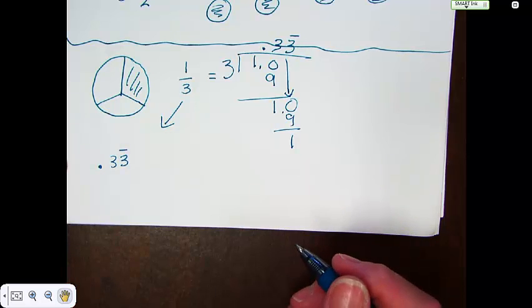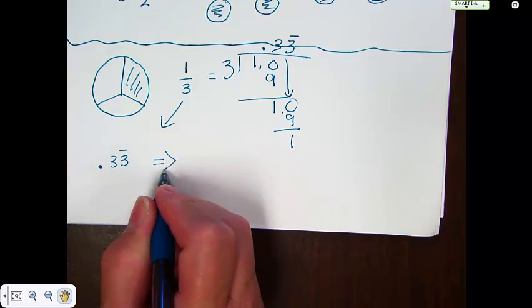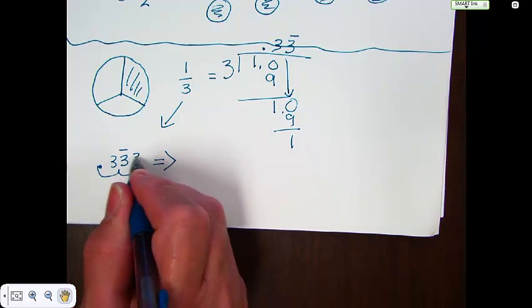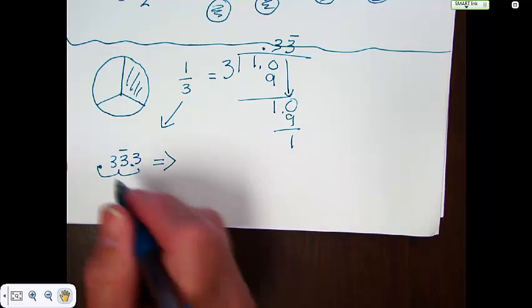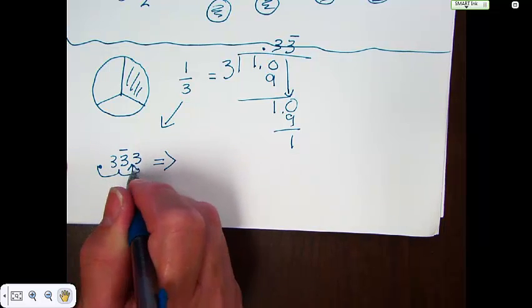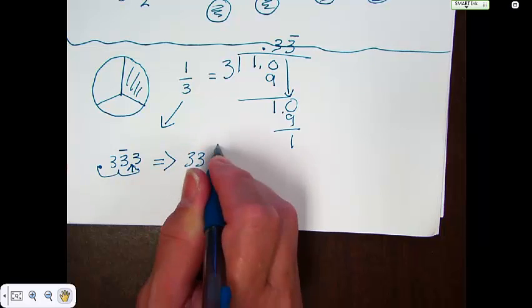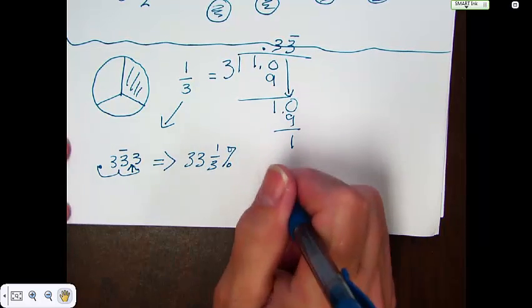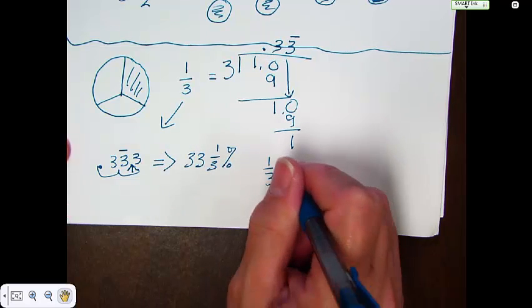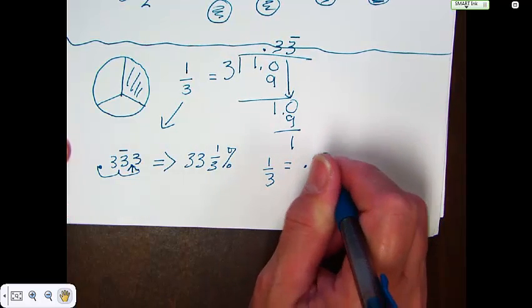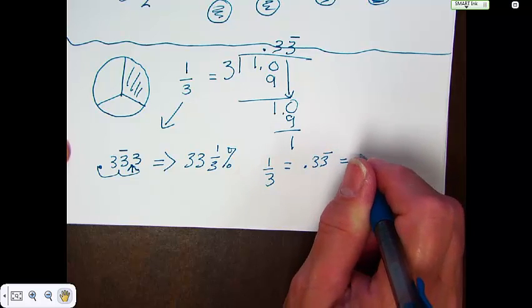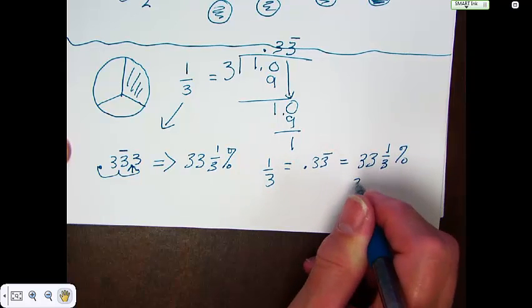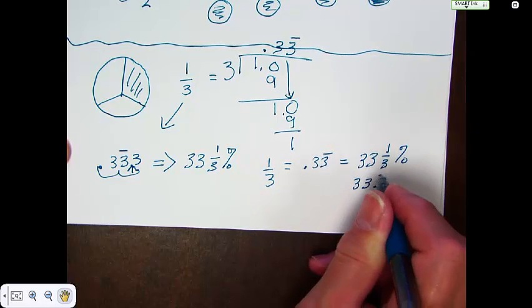It goes on forever. If you turn that into a percent, you just move the decimal over 2 places, and I think probably I'll put another 3 in there, and you end up with 33 and 1/3%. So 1/3 is equal to 0.33 repeating, which is equal to 33 and 1/3%, or you could write it 33.3 repeating percent.